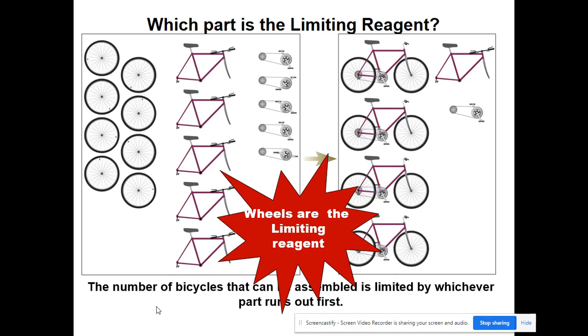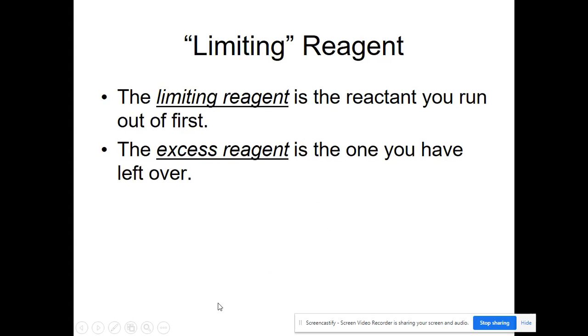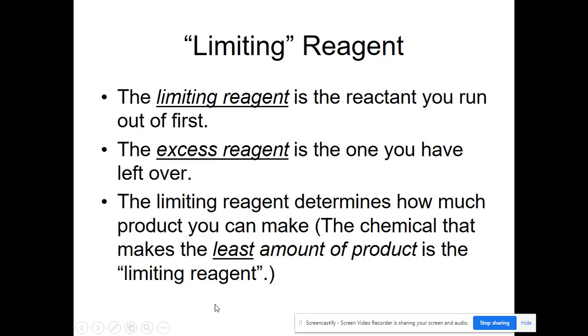Okay, so we're going to look at chemistry problems, different reactions, to determine which of the reactants is limiting, and then how much we have left over of the excess reagents. The limiting reagent is the reactant you run out of first. The excess reagent is the one you have left over. The limiting reagent determines how much product you can make. The chemical that makes the least amount of product is the limiting reagent.